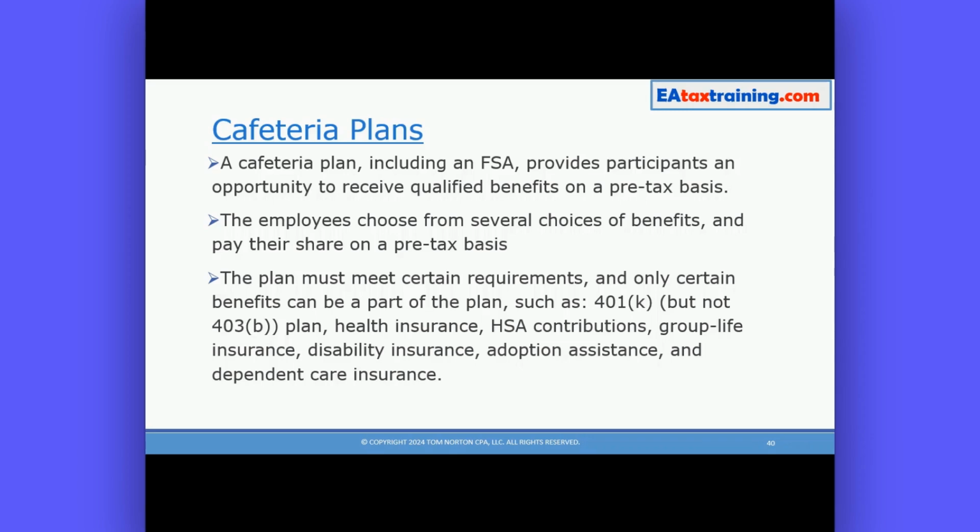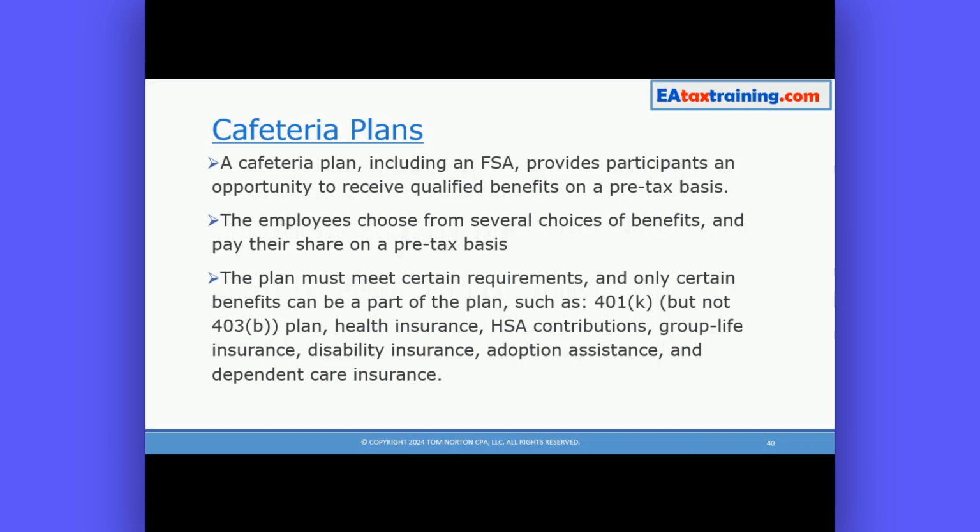So you take the amount of money that we're giving you per pay period and you allocate that however you want. If you need health insurance, you choose health insurance. If you need a flexible spending account, you choose that. If you want extra life insurance, then you choose life insurance. They can have a whole list of things that are available. You pick and choose what you want based on the number of dollars that they give you.